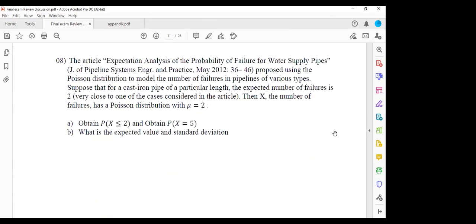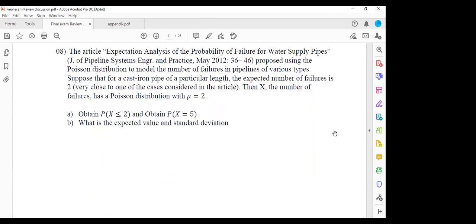Okay, question number 8. The article on expectation analysis of the probability of failure for water supply pipes. Suppose that for a cast iron pipe of particular length, the expected number of failures is 2. Then x is the number of failures, and it has a Poisson distribution with parameter mu equals 2.